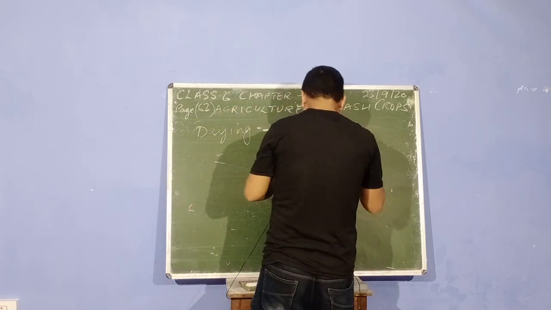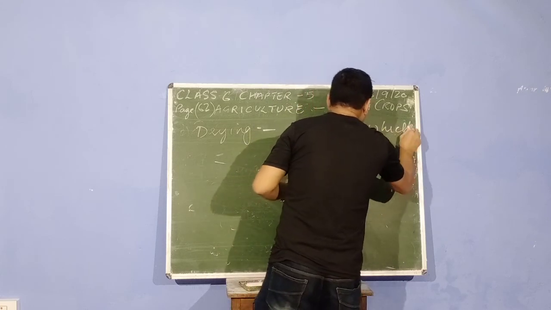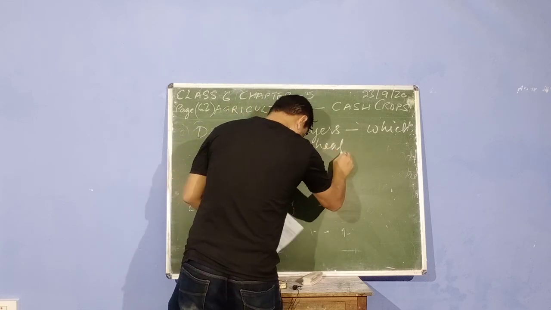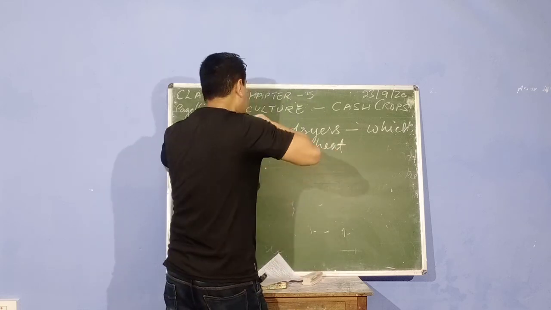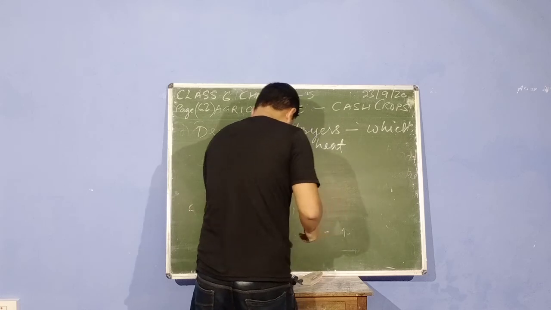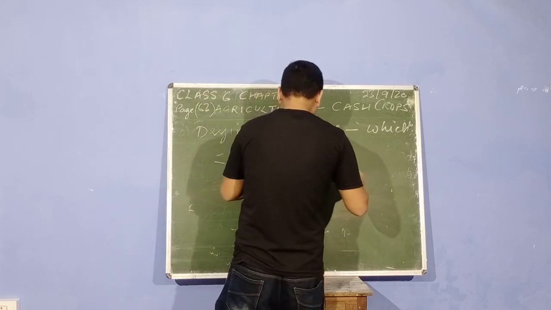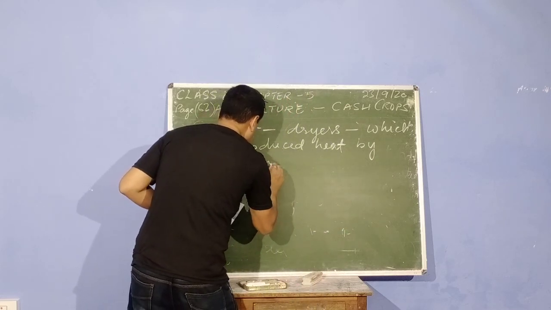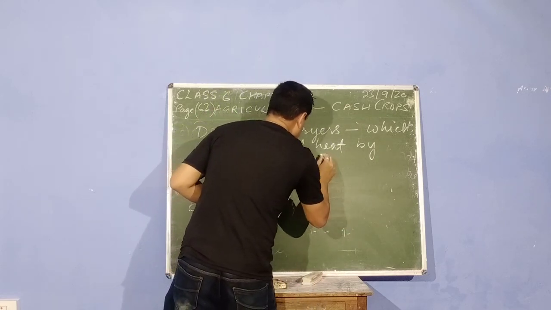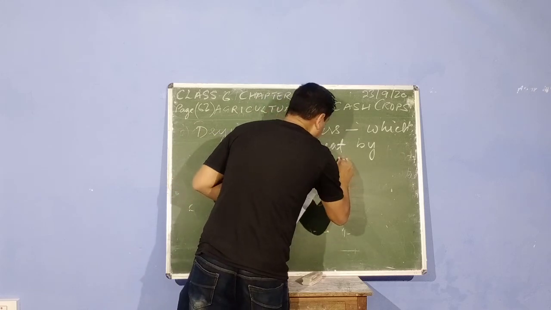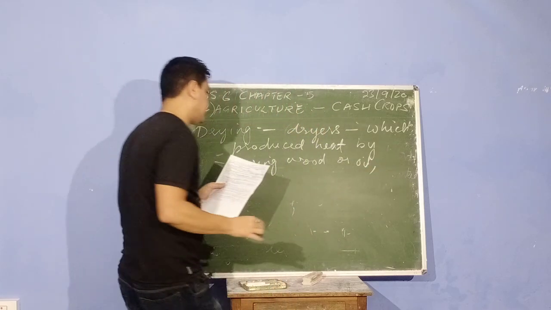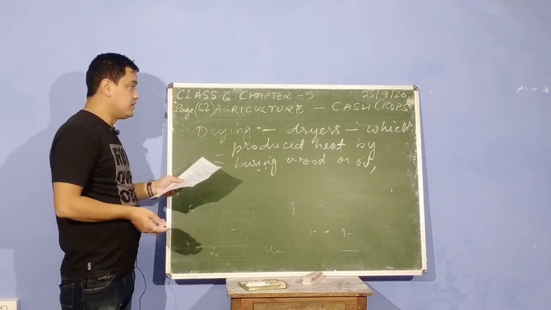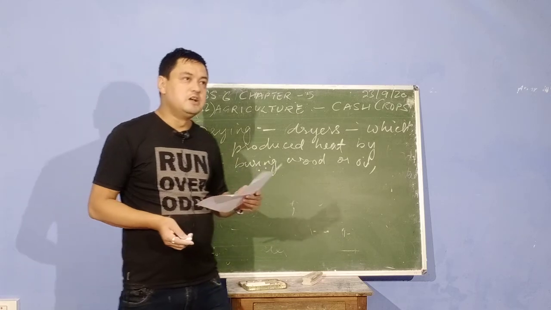The dryers produce heat by burning wood or oil like petroleum, kerosene, etc. So they are dried in a furnace, where the leaves develop a typical smell.